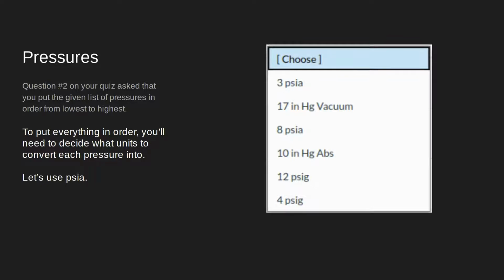The key to doing this is just deciding what unit you're going to convert everything into. We could pick inches of mercury absolute, and as long as we're doing an absolute scale, we're not dealing with any negative numbers. If we chose psig, we could do that, just recognizing that some things are going to be negative and some positive. For this example, I'm just going to use psia. You're going to do a lot of conversions into psia, so that's where we'll start.